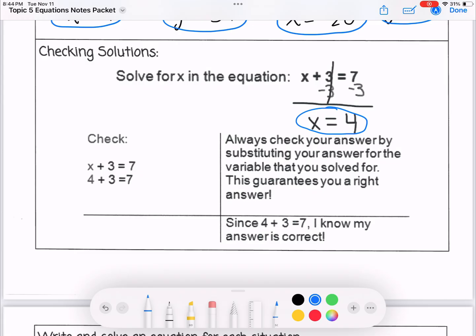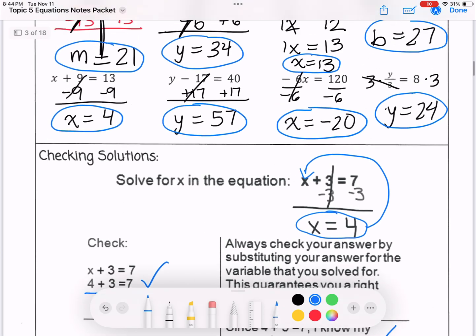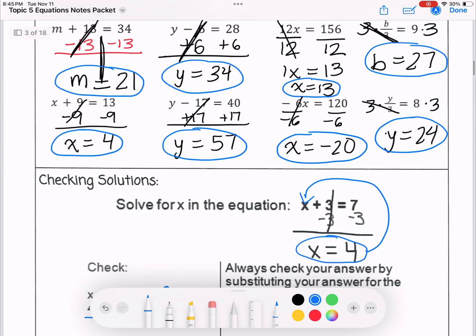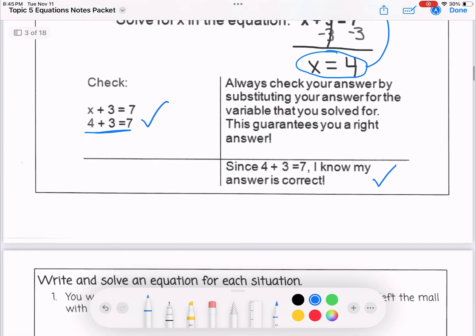checking our solutions. So the nice thing about equations is we can always go back and check our answer. So we have x plus 3 equals 7. You'll notice they subtract 3 from both sides and they get x equals 4. To check that, I'm going to take the 4 and plug it back in for x. So just like they do down here, 4 plus 3 equals 7. Yep, that's true. So since that is true, I know that my answer is correct.